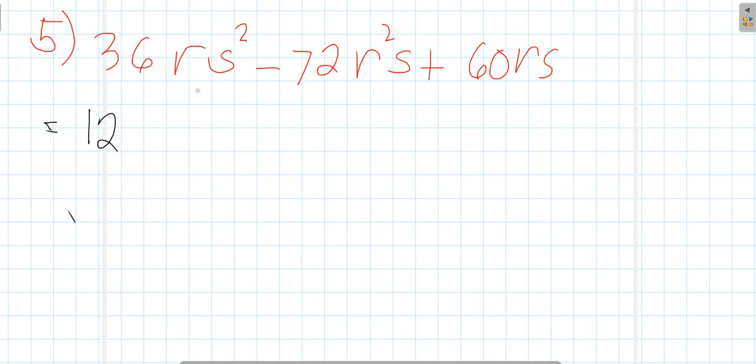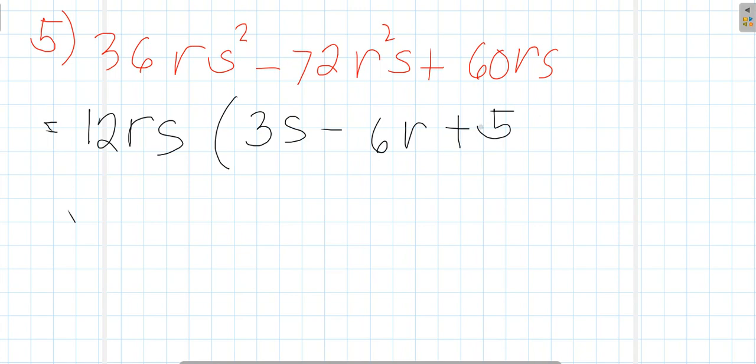How about the terms? So they both have the common term r, and we have here s. Okay, then divide. So this is now equal to 3s minus 6r plus 5, times 12rs. So this is now your factor. Okay, next, number 6.